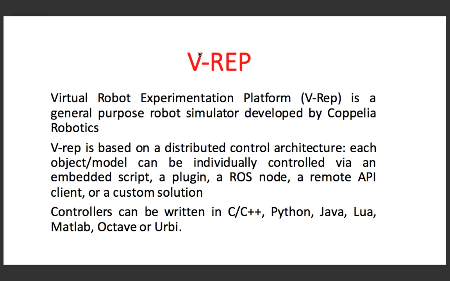VREP, V for Virtual, REP for Robot Experimentation Platform, is a general purpose robotic simulator developed by Coppelia Robotics. VREP is based on a distributed control architecture. Each model or object can be individually controlled via an embedded script, a plugin, a ROS node, a remote API client, or a custom solution. So the controllers can be written in C, C++, Python, Java, Lua, MATLAB, Octave, and Urbi. So we'll see Lua here in this tutorial.